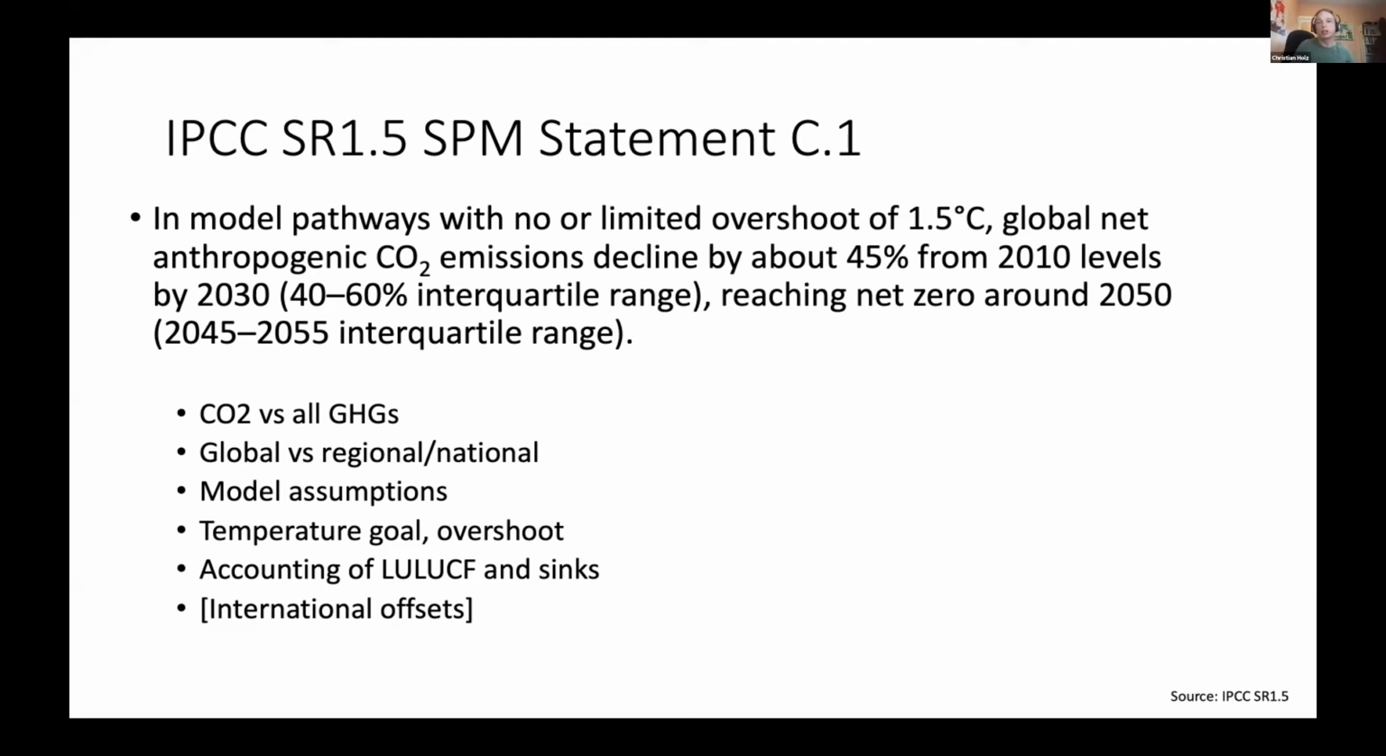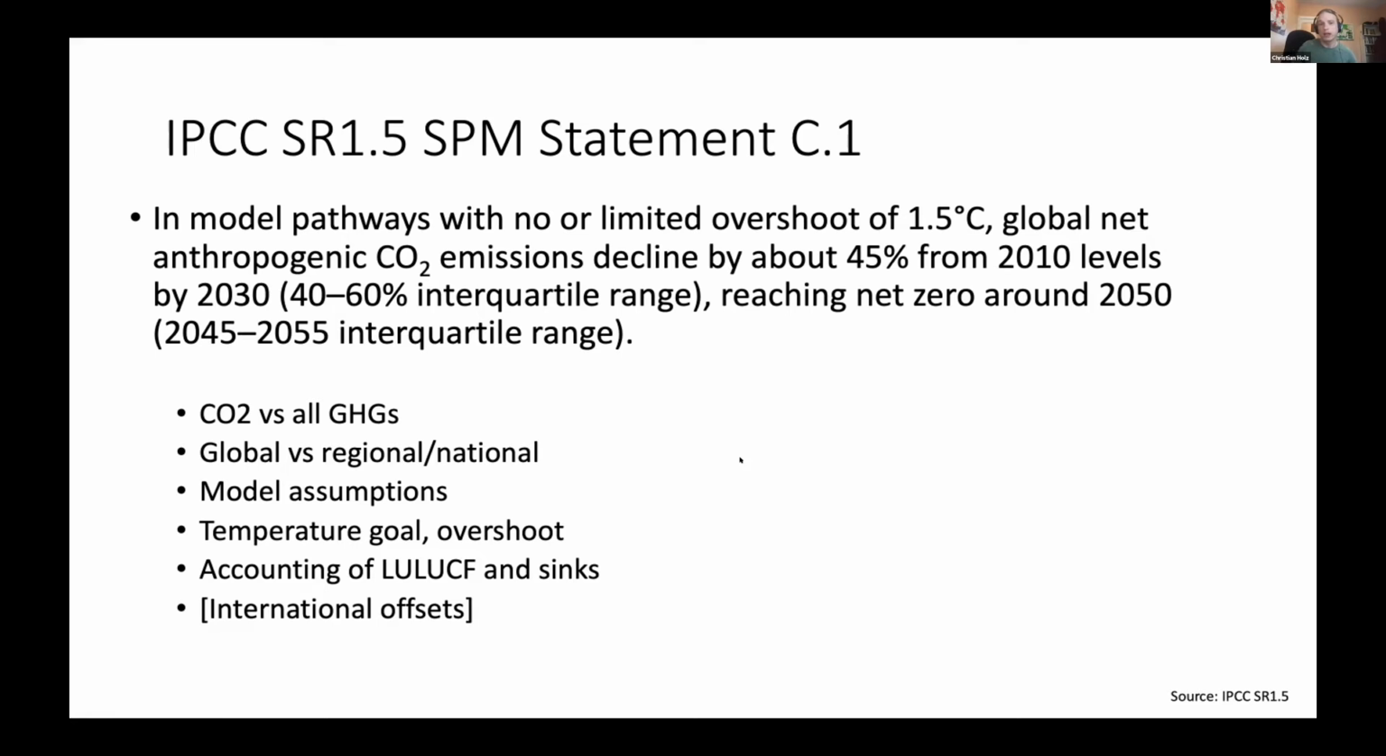What else? Then we have model assumptions, which I'll talk about more. There are many models behind this, summarized in this one neat sentence, and they all have their own assumptions. And then the sentence talks about limited or no overshoot. We already know that some of the scenarios overshoot 1.5, and that comes with its own risks in terms of irreversible effects and other things. And so we can think about that.